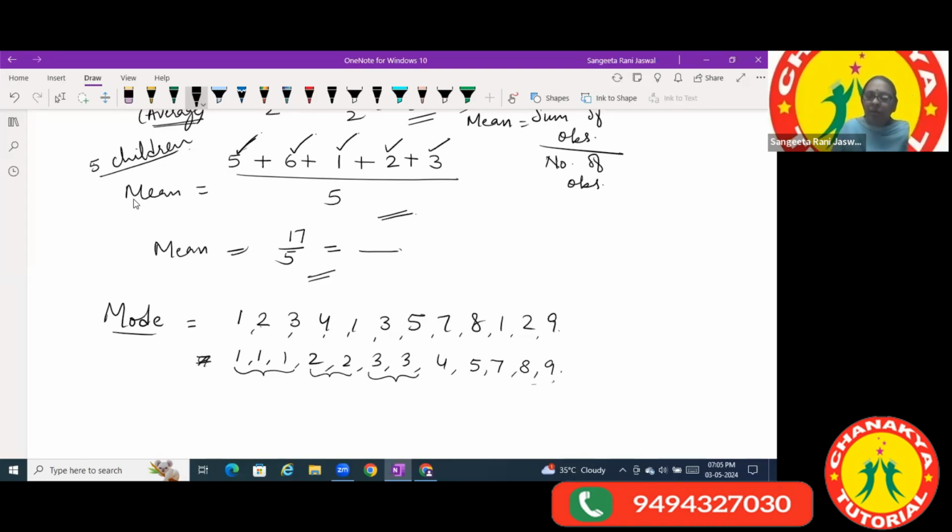So that number which has maximum occurrence is which one? Which number is repeating maximum number of times?